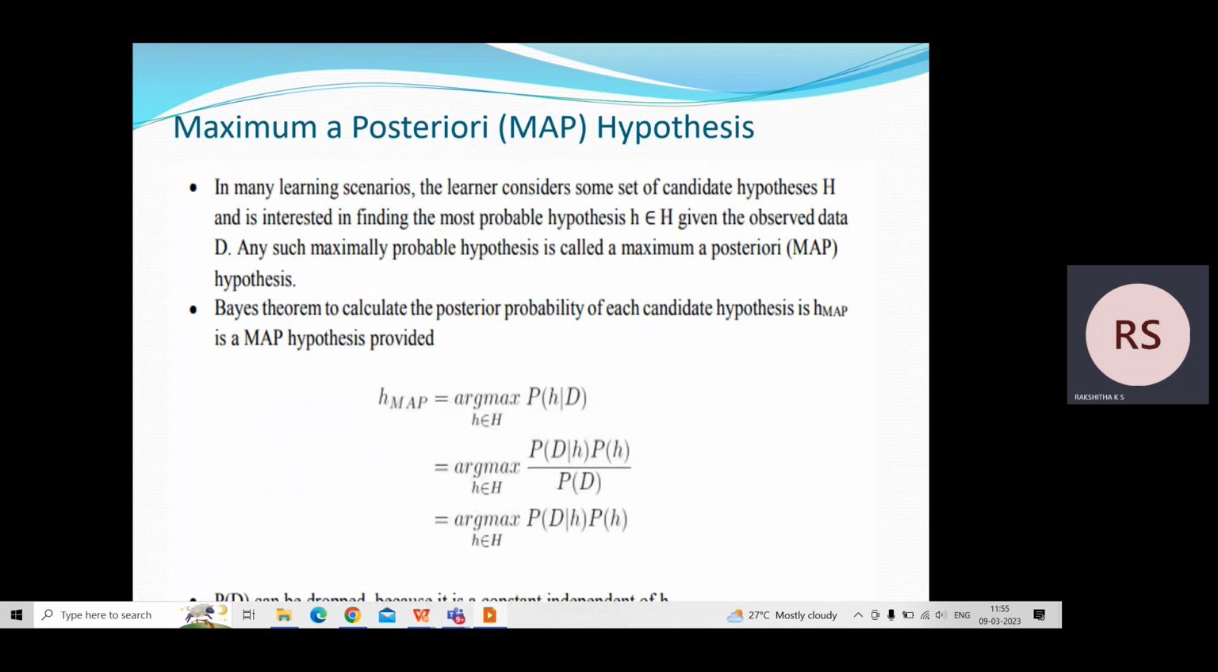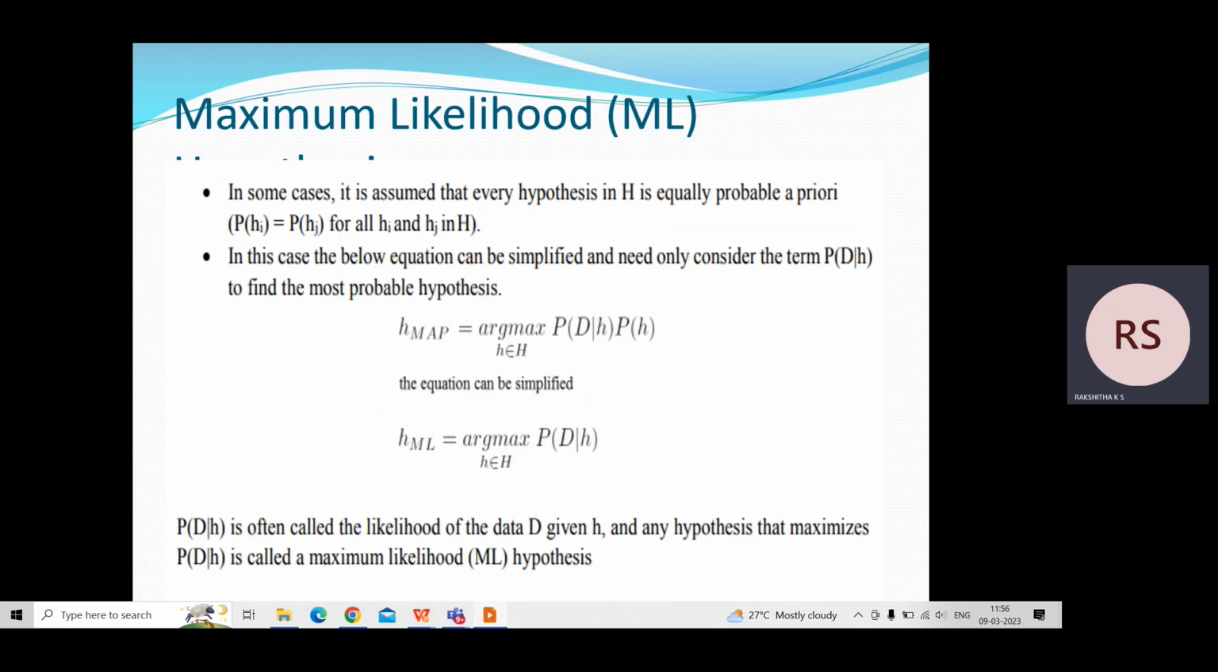Next is the maximum a posteriori hypothesis. It can be given by the formula argmax over h belonging to the hypothesis space H of P(h|D). Using Bayes theorem, we replace P(h|D) with P(D|h) times P(h) divided by P(D). As P(D) is a constant independent of h, we can remove it. This gives the maximum a posteriori hypothesis. Next is maximum likelihood, which we'll discuss in the next session.